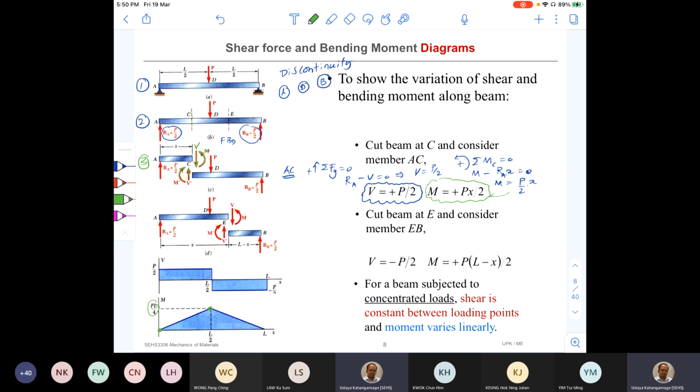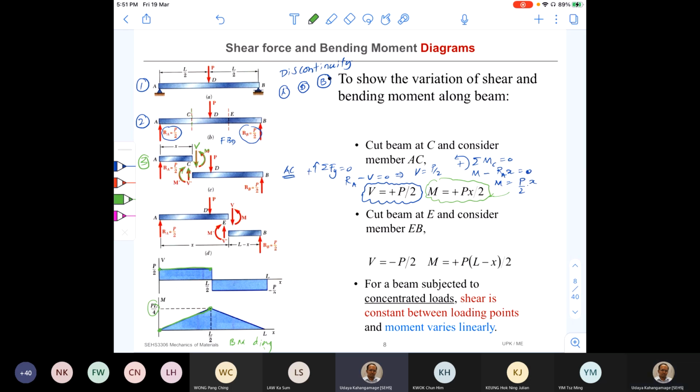In between, the variation is linear, so I can construct my bending moment diagram. This is the bending moment diagram from A to D. And the shear force is constant from A to D, so the value is P by 2, and after L by 2 also P by 2. So this is the shear force from A to D.